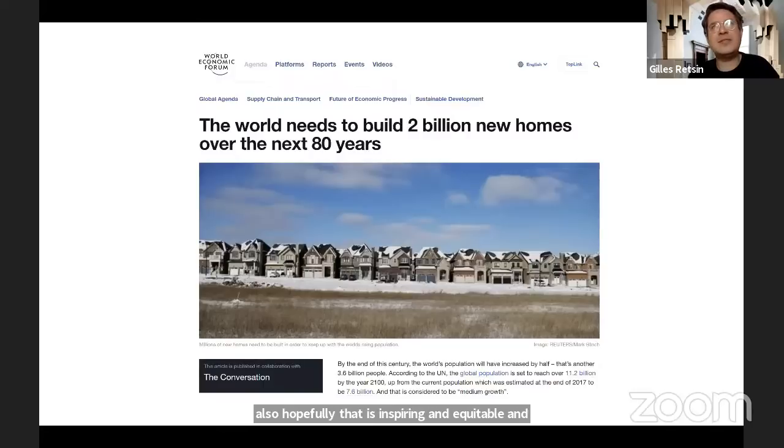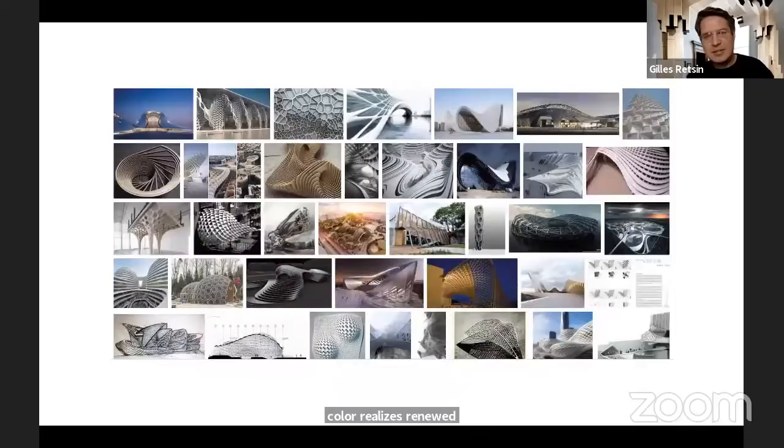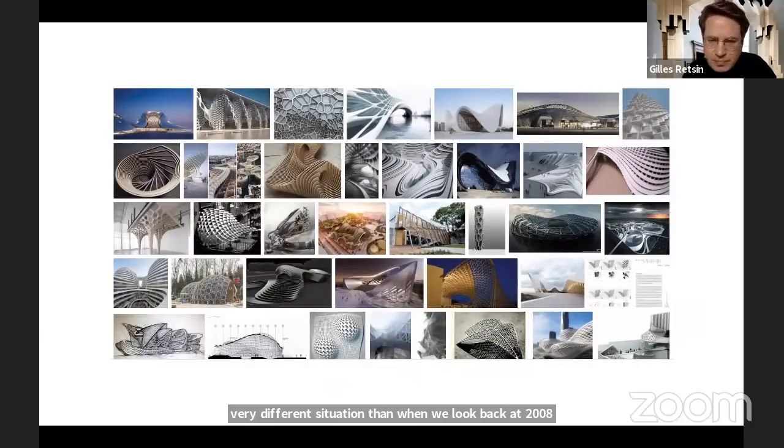And it's really amazing to see, like I watched all of the lectures over the past few days. It's really incredible how, in the space of maybe less than a decade, this has become something that everyone talks about and that everyone realizes a renewed sense of urgency about. And that's a very different situation than when we look back at 2008.